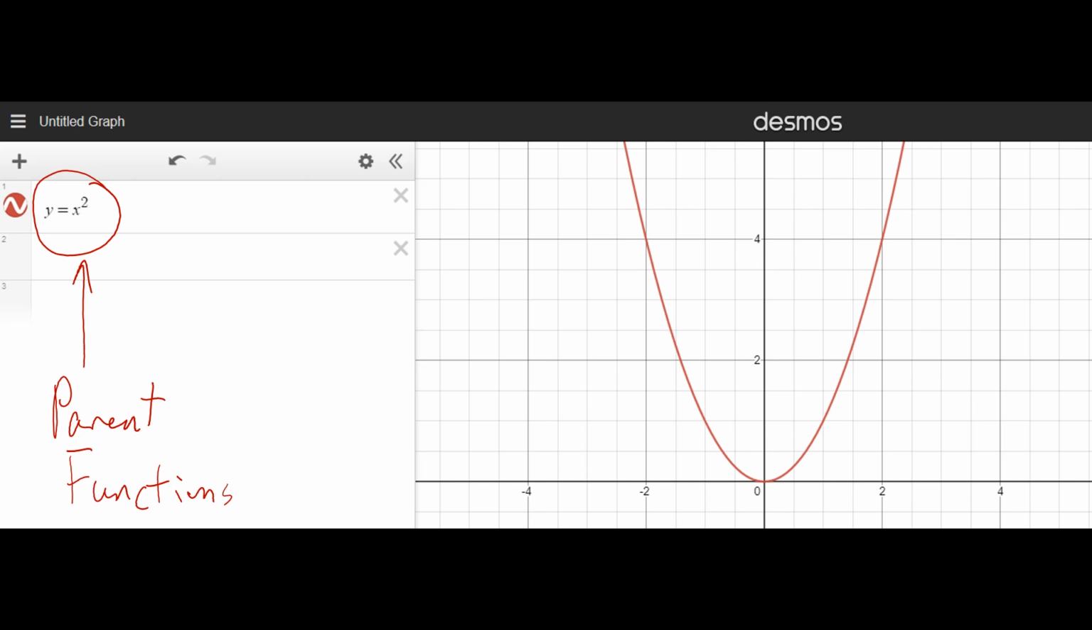And I also want to give a quick shout out to Desmos. So this is a free tool that anyone can use online, and you can make these really cool graphs. So I'd suggest it to anyone that's learning about function transformations to go play around in Desmos.